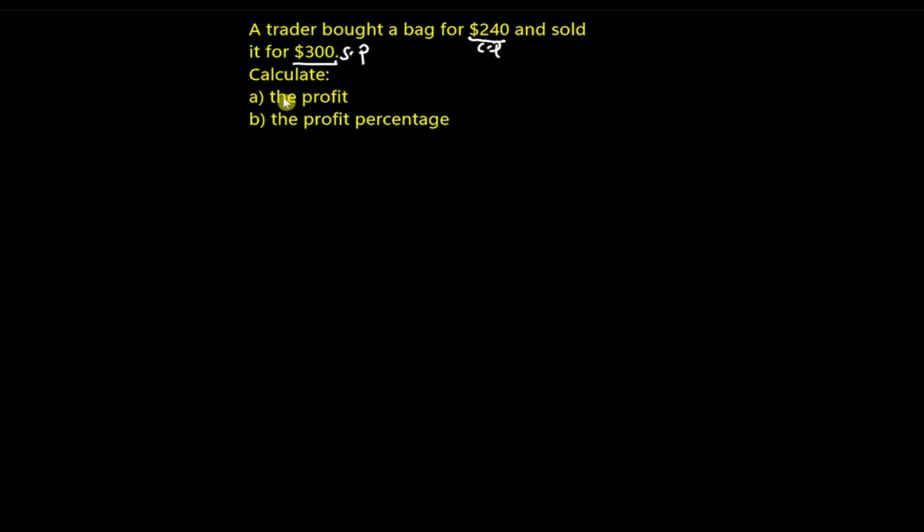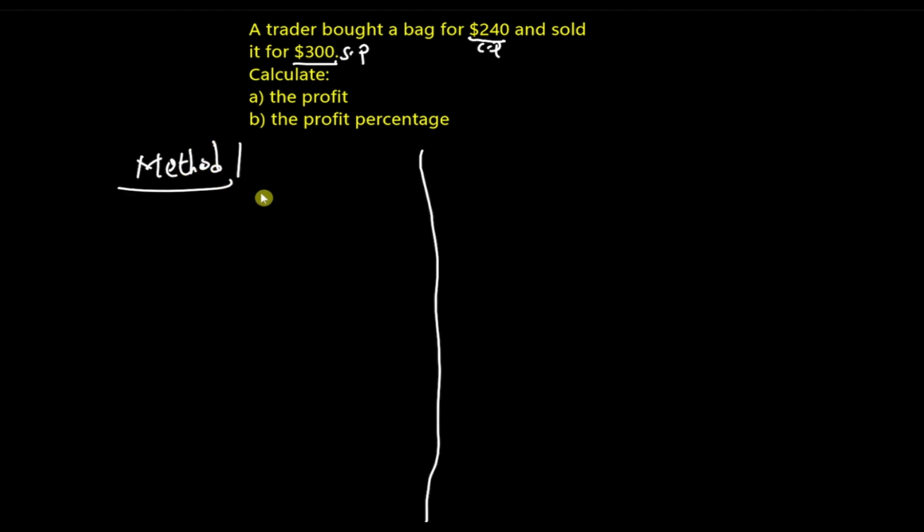A, it says we should calculate the profit, and B, we should calculate the profit percentage. Now there are several ways in which you can find the profits and the profit percentage, but in this video I'm going to use two methods. So let me separate the page into two. The first method, we are going to use the formula.